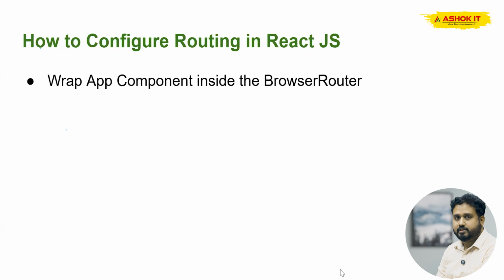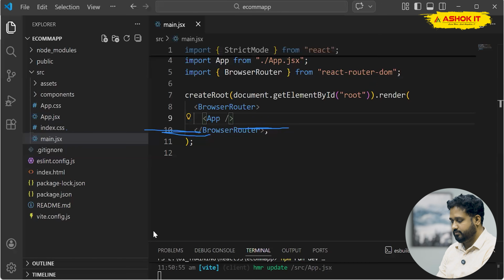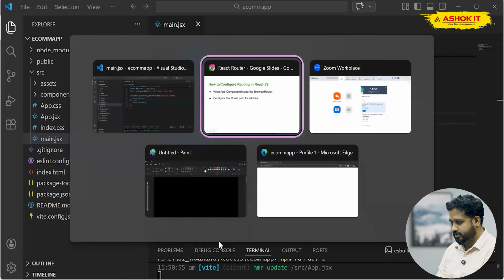So now we are done with our first step. Now let's see what our second step is. Now the second step is to configure the route path for all the links. So what we have to do here, first we have to create the links. And then to those links, we have to configure the route path. So let's see how we can do this part. So let me go back here and let me remove these styles.